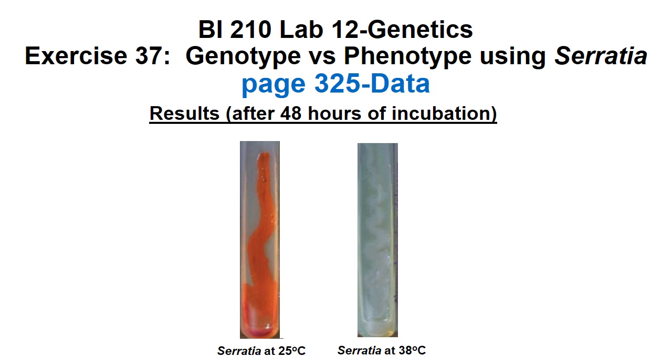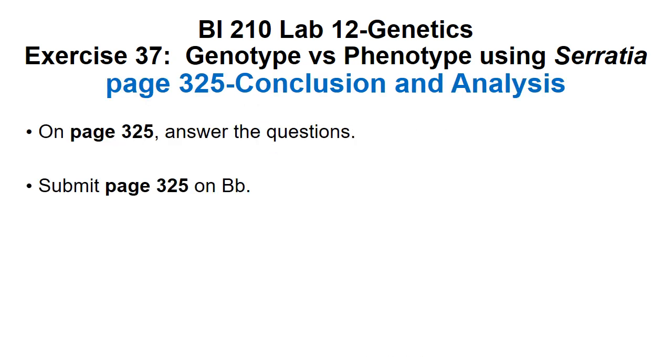Page 325, the data. So here are the results after 48 hours. As you can see, the Serratia marcescens on the left at 25 degrees Celsius produces that red color. Therefore, the gene for pigment production was turned on. The Serratia on the right at 38 degrees has a white color. So those genes were repressed or remained turned off. They were not expressed. Page 325, conclusion and analysis.